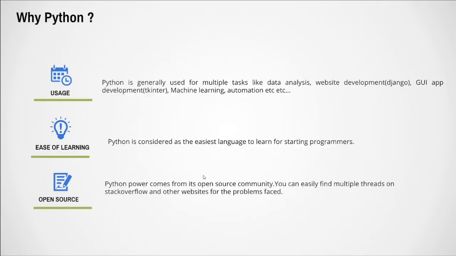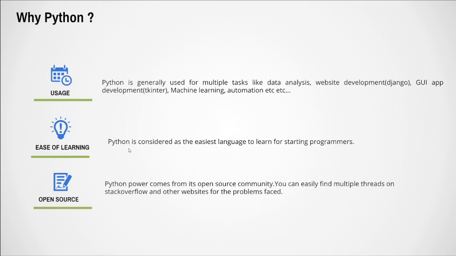All right, so in the data science course, why are we going to use Python? The first thing is usage. Python is generally used for all the tasks, from A to Z. You can use Python for data analysis, for website development, for GUI app development, of course for machine learning, and Python is very famous for automating manual tasks. So Python is a full-fledged language. It provides you all these facilities.